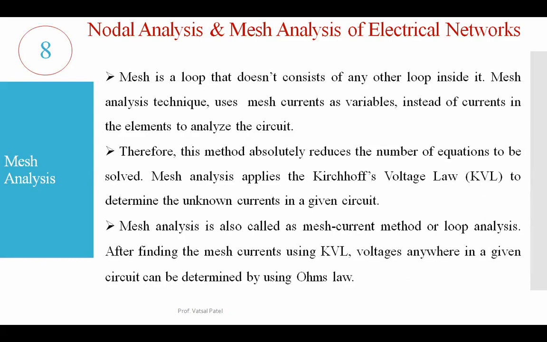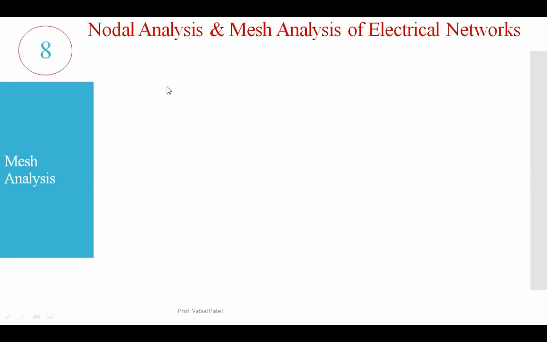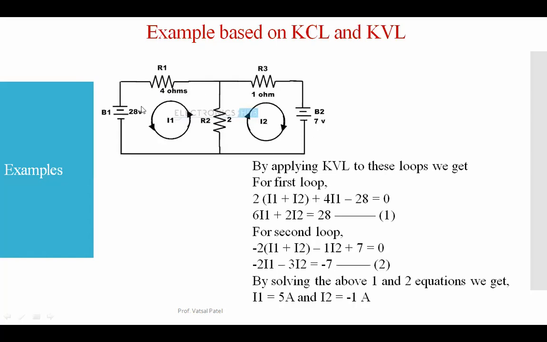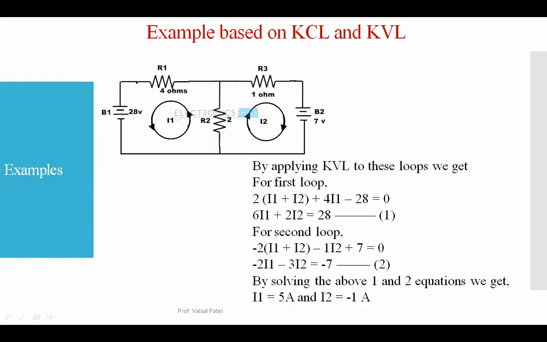So what is this sentence indicating? When you identify the current flowing from this I1 loop, can you identify the voltage here across the 4 ohm resistance by using Ohm's law? Yes, you can, because you know the current flowing in this loop is 5 ampere. So how much voltage will you identify across this R1 resistance by using Ohm's law?